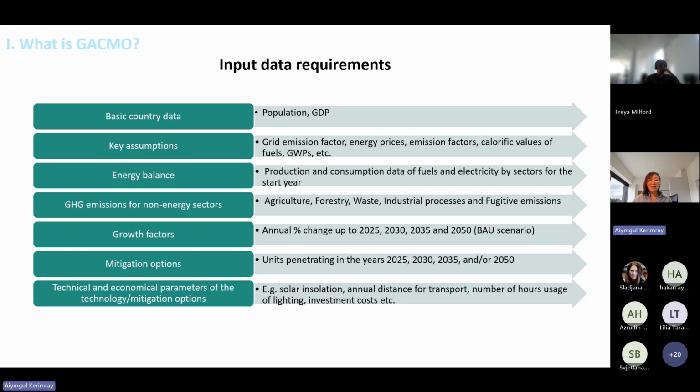So all the mitigation options and their units have to be provided by the user for the future projected years. And also, a lot of technical and economic parameters have to be provided. For example, the amount of solar installation, annual distance for transport, number of hours of usage of lighting, investment cost, etc.